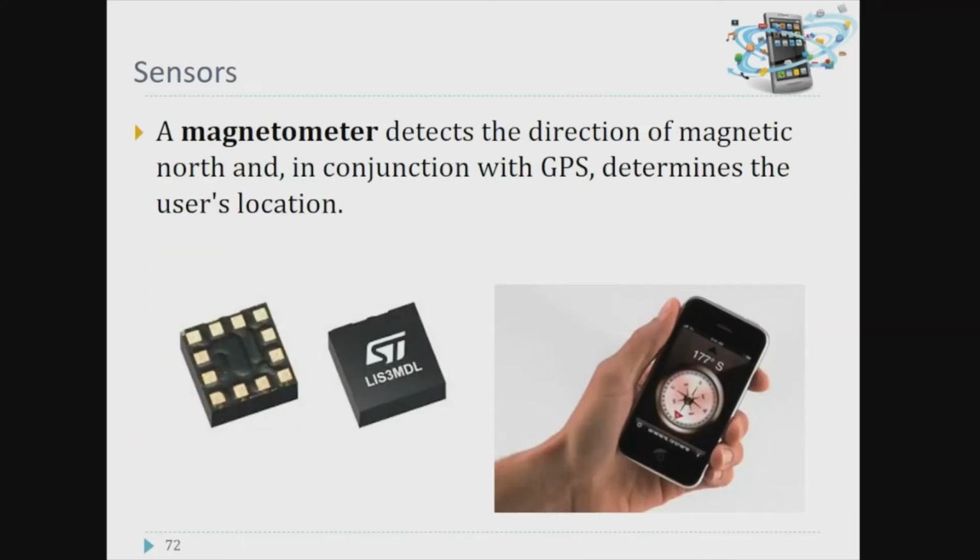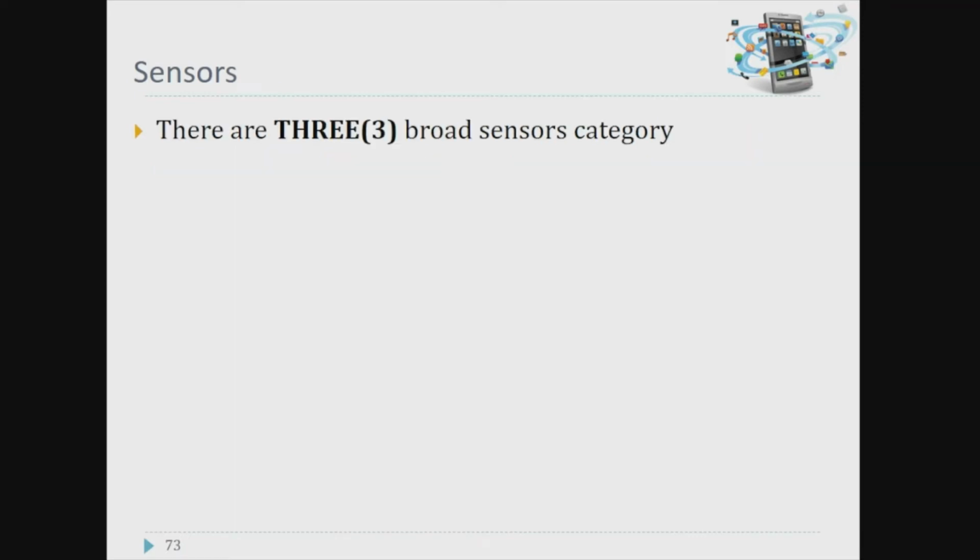Next, we have the magnetometer. Okay, the magnetometer detects the direction of magnetic north and, in conjunction with the GPS, determines the user location. So most of the current smartphones have this magnetometer to give a direction or to provide the location.